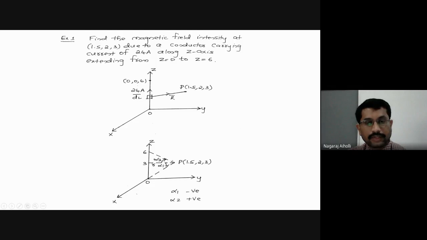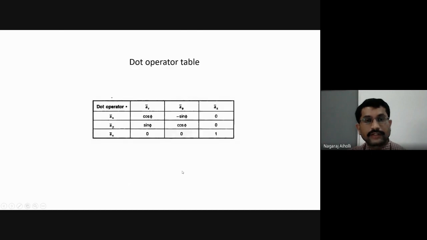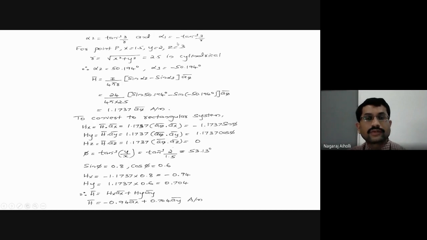Coming to alpha 1, tan alpha 1 is opposite side by adjacent side. The opposite side is 3 and the adjacent side is r. But alpha 1 is negative. Therefore, alpha 1 is equal to minus tan inverse of 3 by r. Write it down.